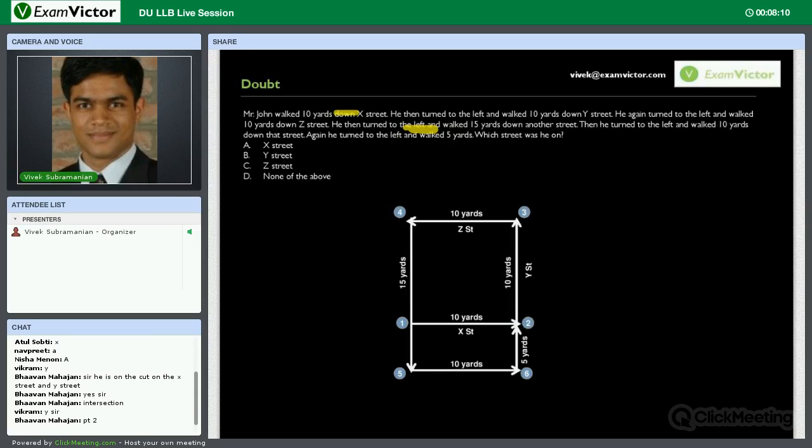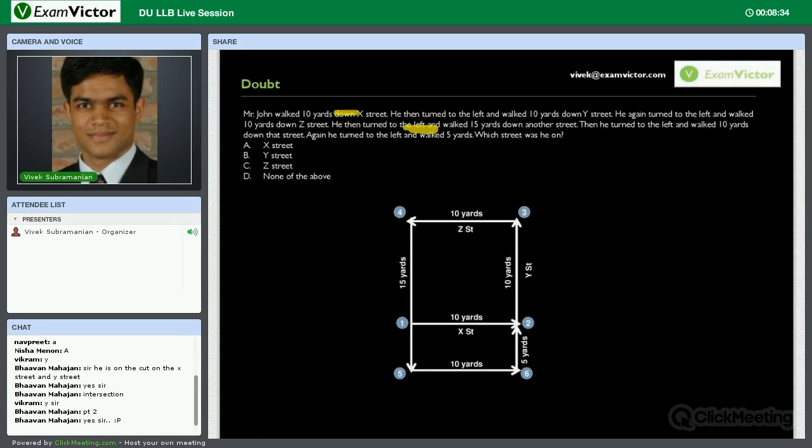So Bhavan, your answer, strictly speaking, I could argue for it. It's on the cut between X and Y street, is not completely wrong. But since you had to choose one of these options, A, B, C or D, you would have to choose that he is now entering Y street because he is in that direction, right? X street is going in this other direction, 90 degrees or perpendicular. So Y street is where he is entering.